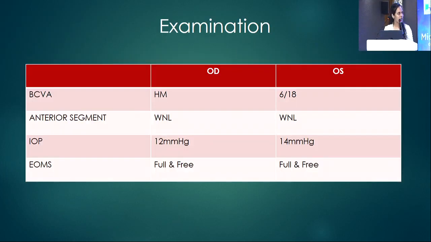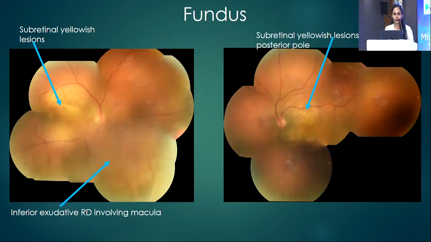On examination, the vision in his right eye was hand movements. The anterior segment was normal. The IOP was normal. The EOMs were full and free. And the left eye visual acuity was 6/18, and the rest of the anterior segment examination was completely normal. On fundus examination, this was the picture we saw.